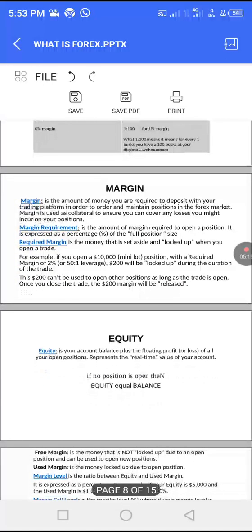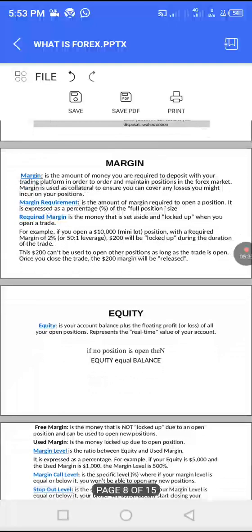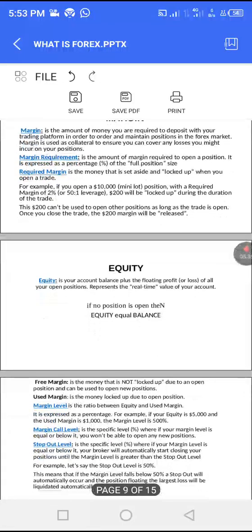Margin. Margin is the amount of money you are required to deposit with your trading platform in order to open and maintain a position in the forex market. Margin is also used as collateral to ensure you can cover any losses you might incur in the process.